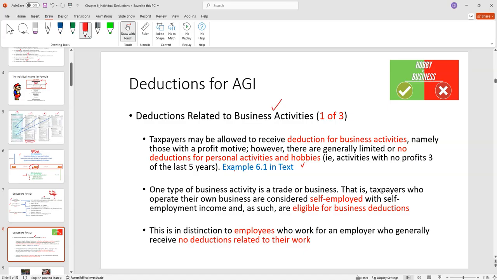When we're talking about a business versus a hobby, one traditional test, and there are various factors that go into this, is they look at the last 5 years and they say, hey, were you at a loss for 3 of those 5 years? If so, this is a hobby. It's not a business, and we're going to limit your deductions on there.